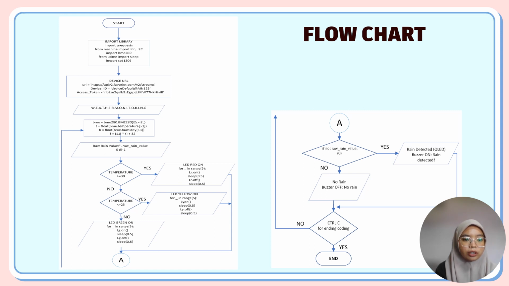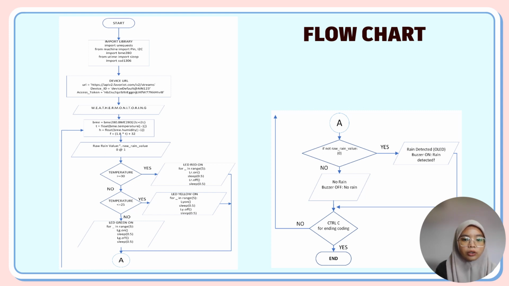0 or 1. If the temperature is more than 30 Celsius, the LED red will blink. If the temperature is less than 25 Celsius, the LED yellow will blink. Else, the LED green will blink 5 times.